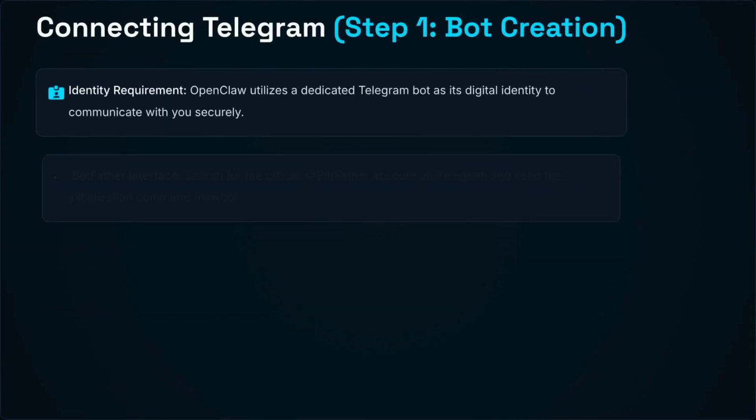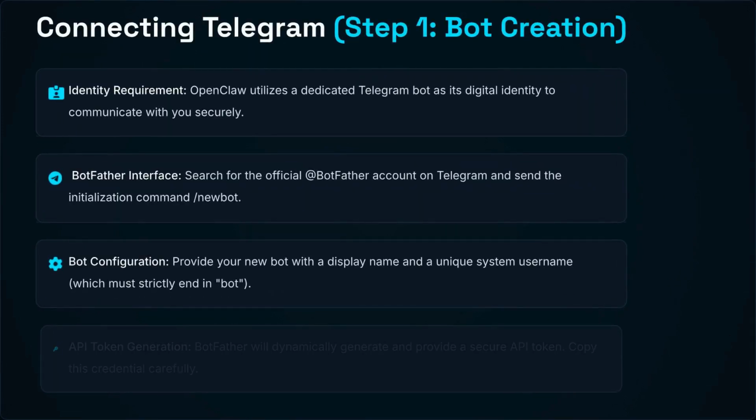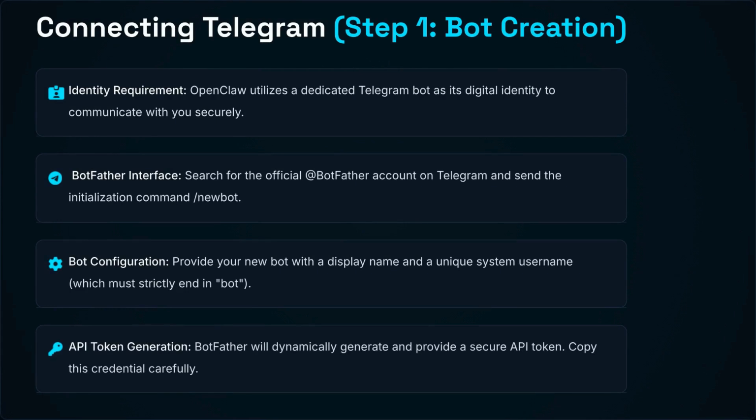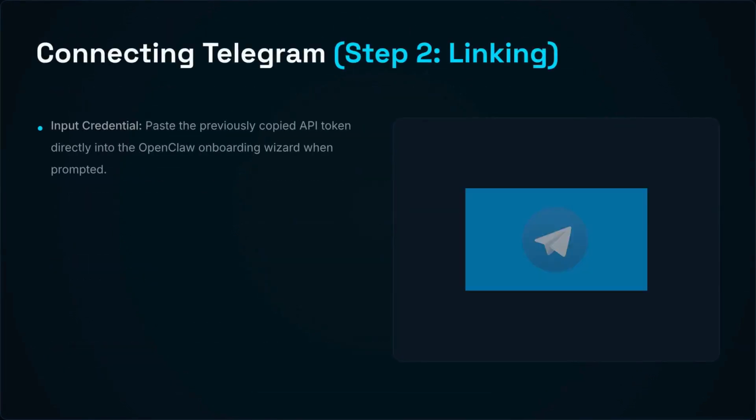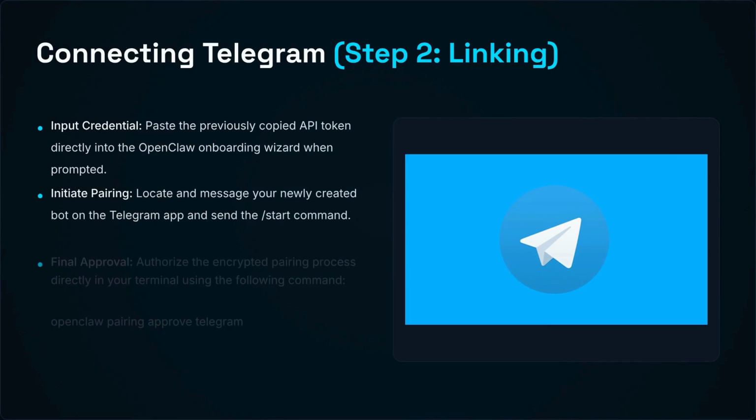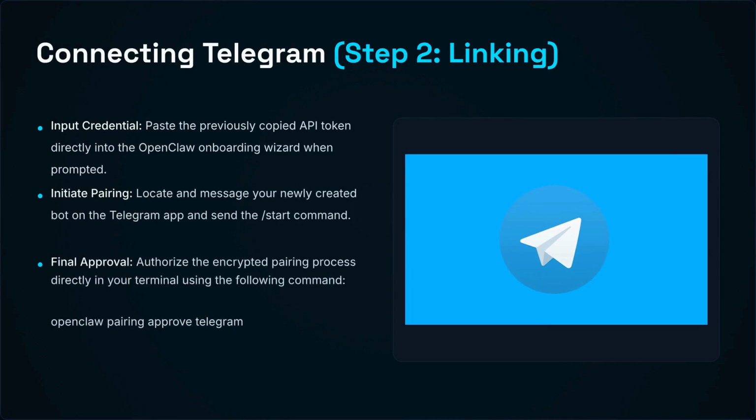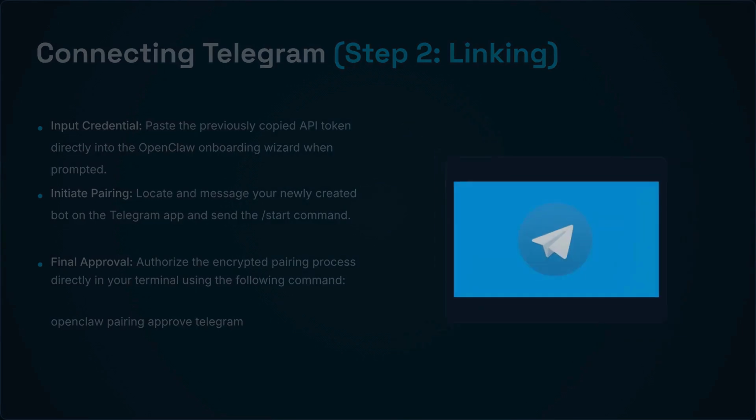Connecting Telegram requires 2 steps, starting with bot creation. OpenClaw uses a dedicated bot as its identity. Use the @botfather account in Telegram to send /newbot. Configure the bot's name and username, and copy the generated API token. For step 2 of Telegram linking, paste the API token into the Onboarding Wizard. Message your new bot and send the /start command. Finally, authorize the pairing in your terminal using the command OpenClaw pairing approve Telegram.